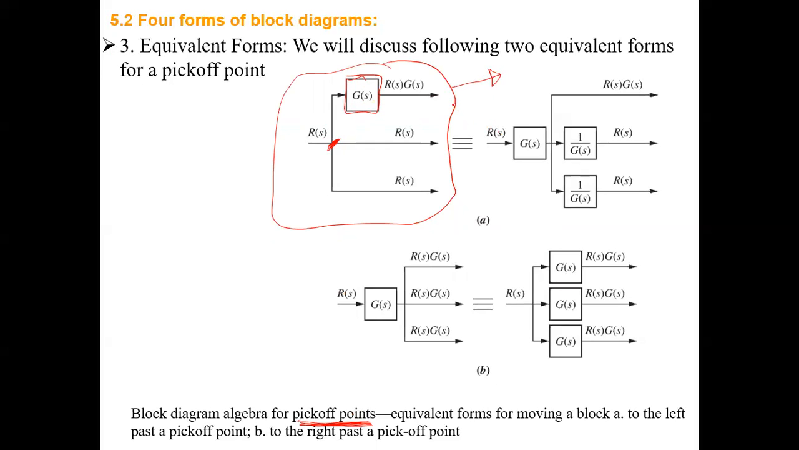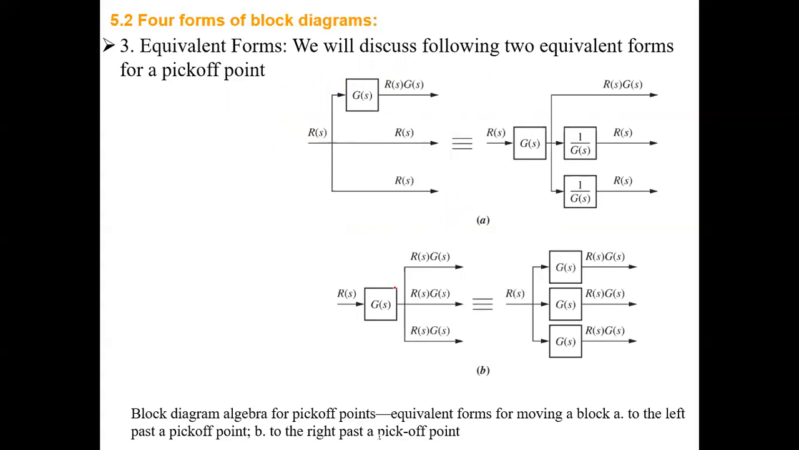If you want to move this GS here, which is left of the pickup point, right? This is the pickup point. So if you want to move this here like this, then you have to do 1 over GS here, because this signal does not have any GS involved, right? Since you have GS here, you have to cancel that effect. So that's why you have to do 1 over GS here. Similarly, you have to do 1 over GS here. Make sense?